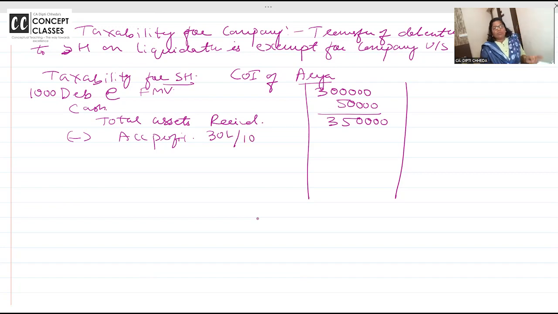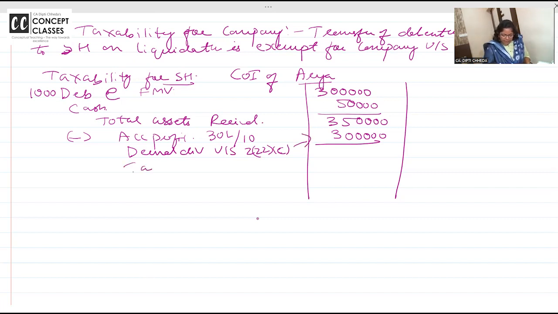Divide by 1/10. Why 1/10? Because Arya is holding 5000 shares out of the 50,000. So 1/10, so 30 lakhs' 1/10. That is coming to how much? 3 lakh. Can I say 3 lakh is treated as deemed dividend under section 2(22)(c)?